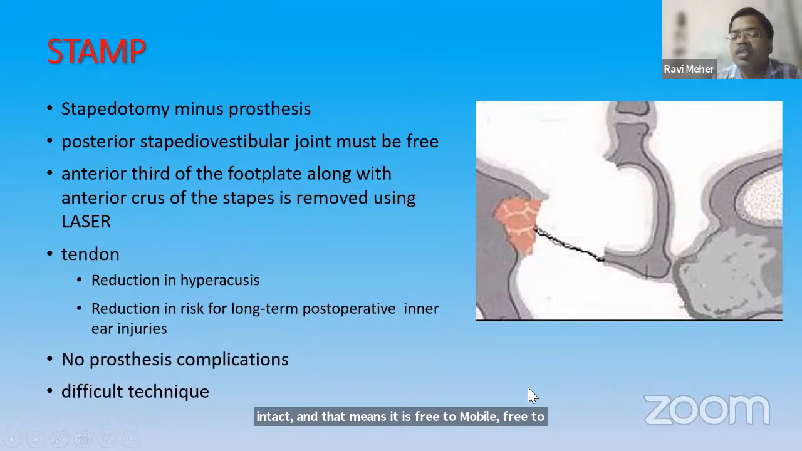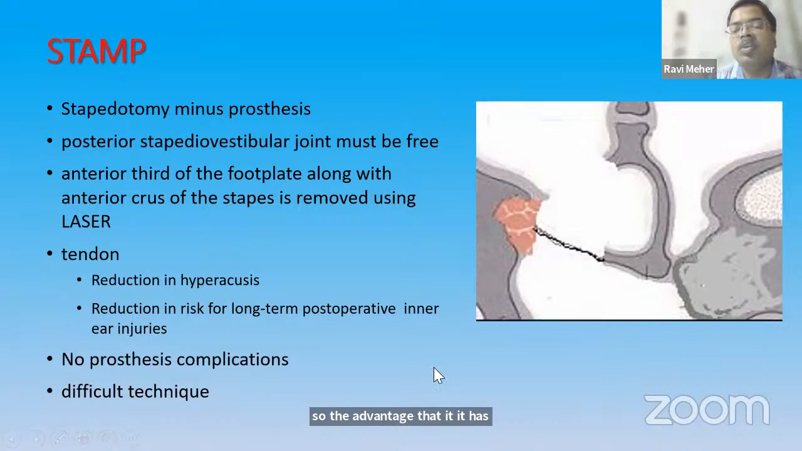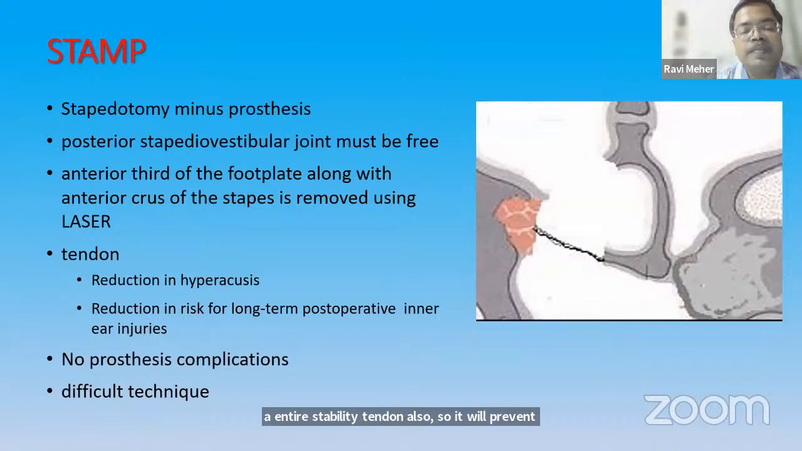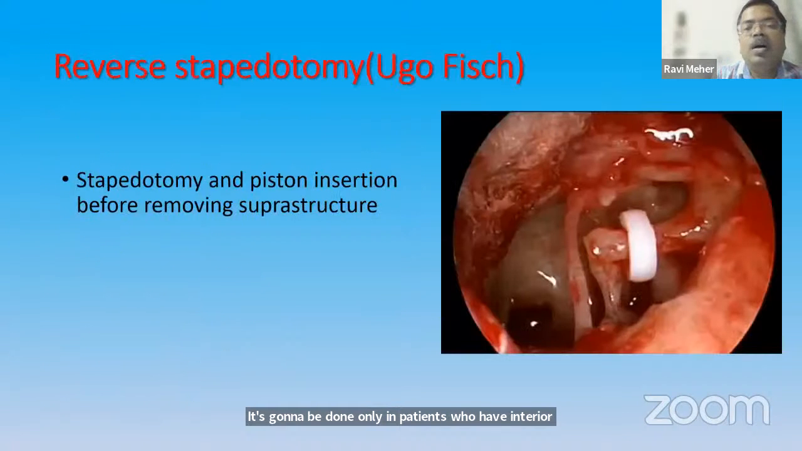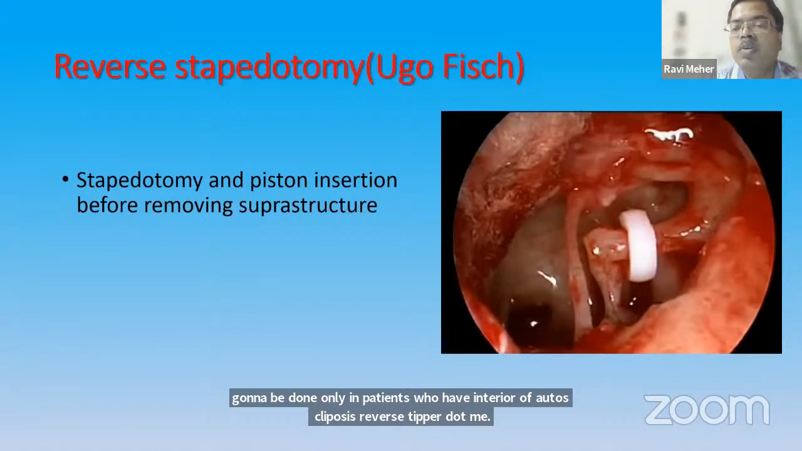So there's no prosthesis involved in these patients, and the posterior half of the foot plate and the crura actually becomes mobile and gives hearing to the patient, right? So the advantage is that it has an intact stapedial tendon also, so it will prevent hyperacusis and reduction in the long-term postoperative inner ear injuries, right? There are no prosthesis complications, but it's a difficult technique and it cannot be done in all the patients. It can be done only in patients who have anterior foci of the otosclerosis. Reverse stapedotomy, this is also described by Hugo Fisch.